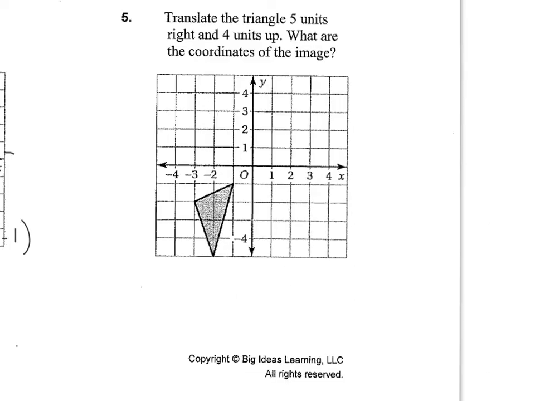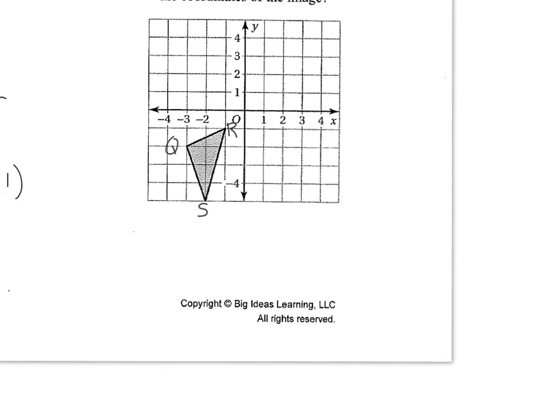Next, for number 5, we are going to look at the triangle. Once again, I want to label each vertex, and you can choose any letters that you would like. I'm going to label this one Q, R, S. So that would be my original figure. For this, we're going to translate each vertex 5 units right and 4 units up. So first, let's go ahead and write the original coordinates for the figure.